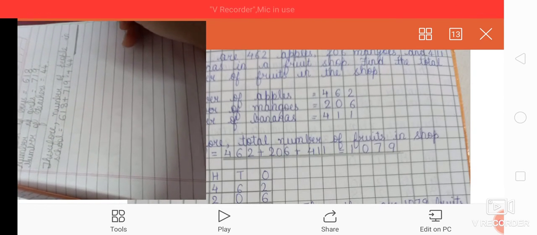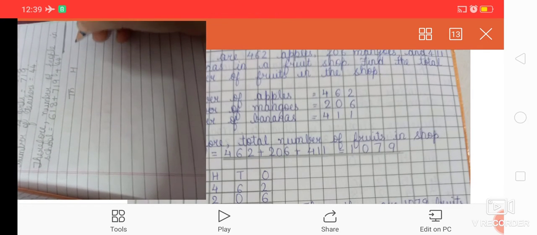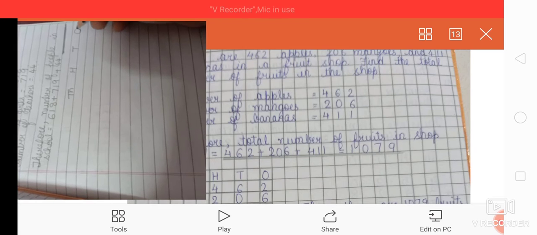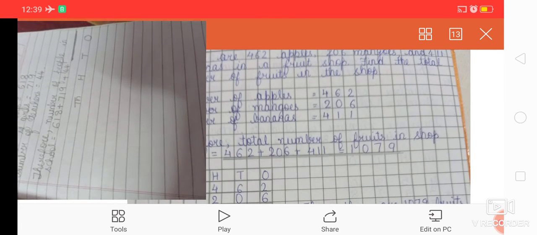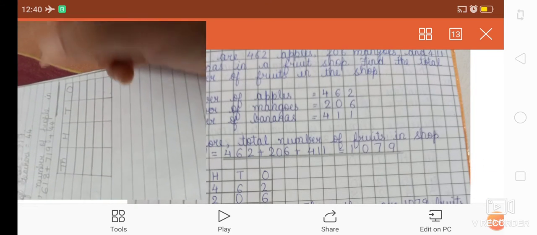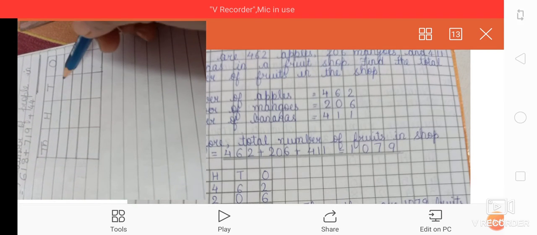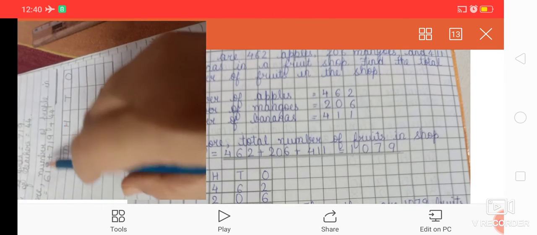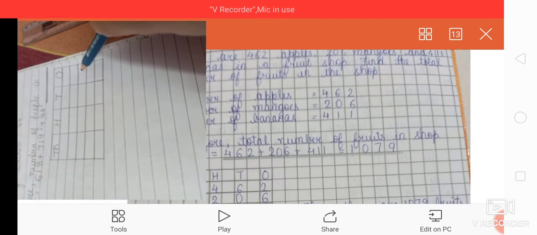So how do you write in the columns? You write thousands, hundreds, tens and ones. Now you will draw the columns. This is the way you will draw the columns with the scale. Now you will arrange these numbers in the correct columns.